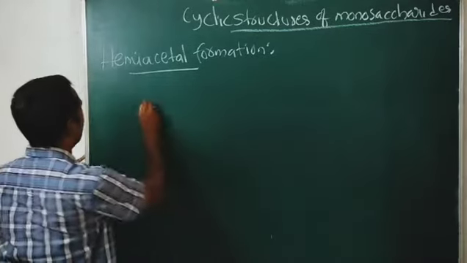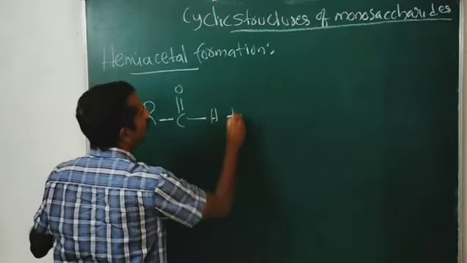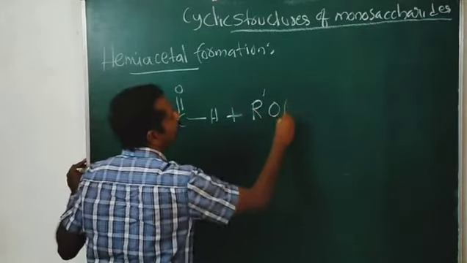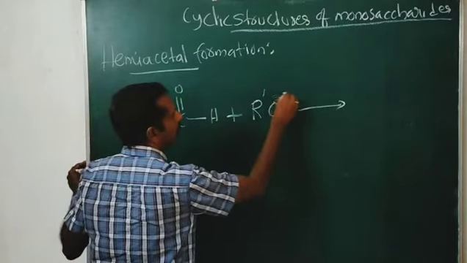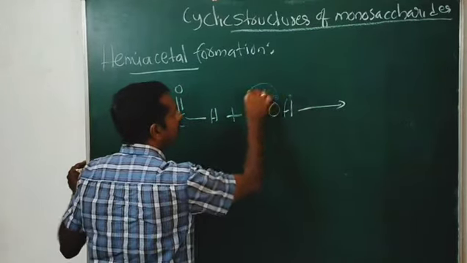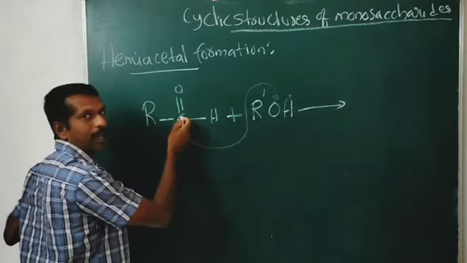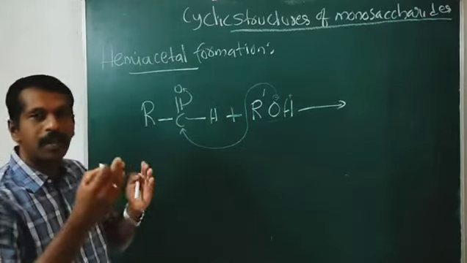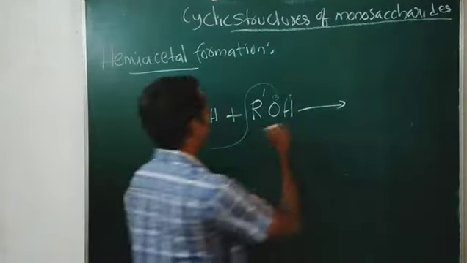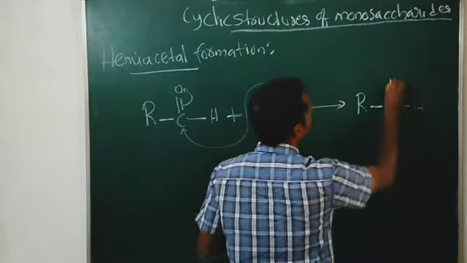So, when an aldehyde RCHO reacts with an alcohol R'OH, we know that RO minus and H plus will attack on the positively charged carbonyl carbon, and this will be shifted to here. This reaction we already discussed. So what do we get? We get an addition product like this, CH, and here it is.